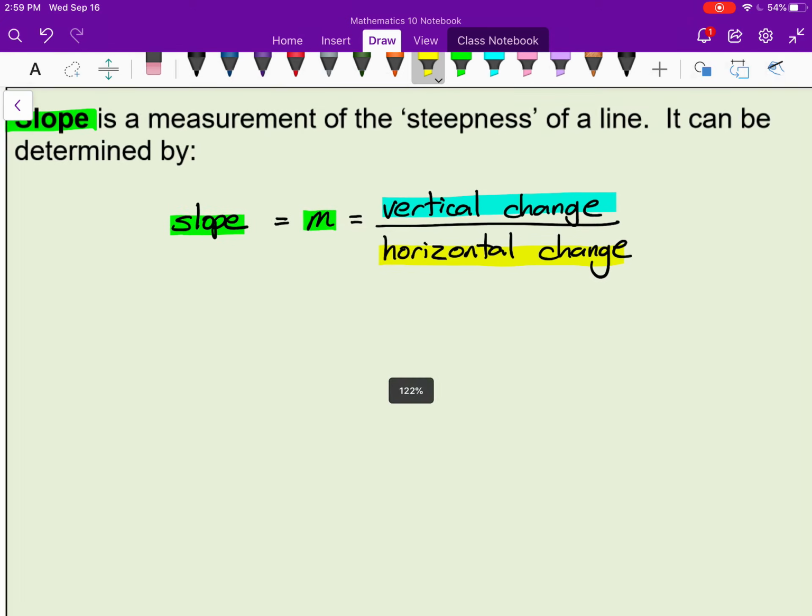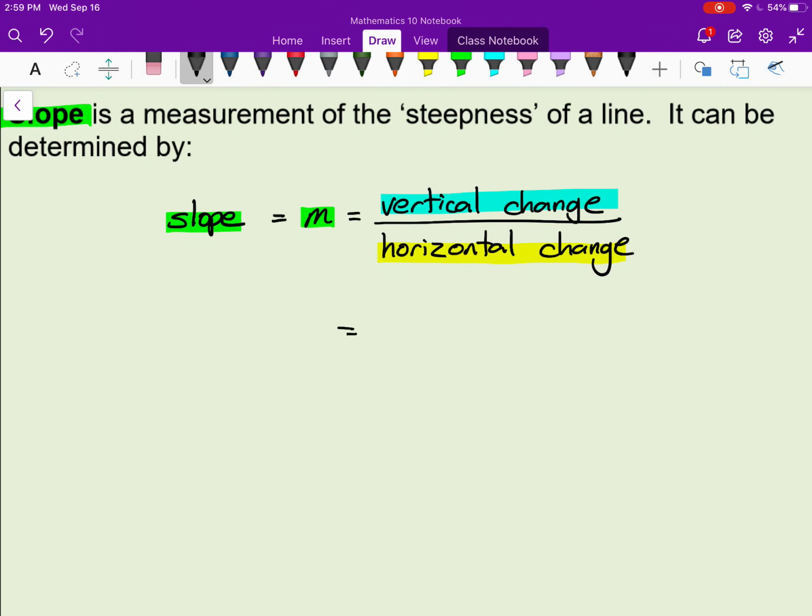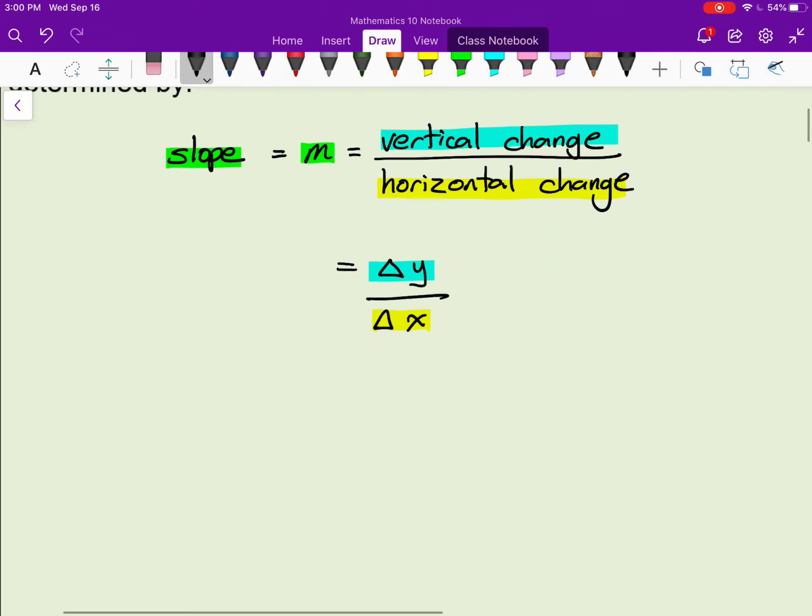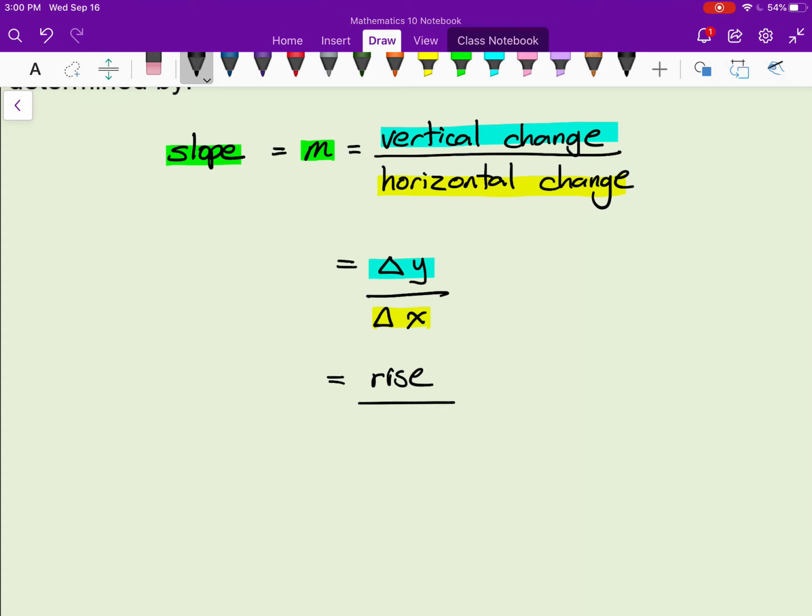Now, vertical change we can describe as the change in the y-coordinates. And one way of describing change, the difference between something, without using the word change, is to show this Greek letter delta, which looks like a triangle. And so triangle y over triangle x means the change in y, the vertical variable, divided by the change in x. A little more importantly, though, because you may not have seen that symbol before, the change in y we tend to call the rise, how much something rises by. And the change in x we call run. So quite often we hear rise over run. Slope is rise divided by run.